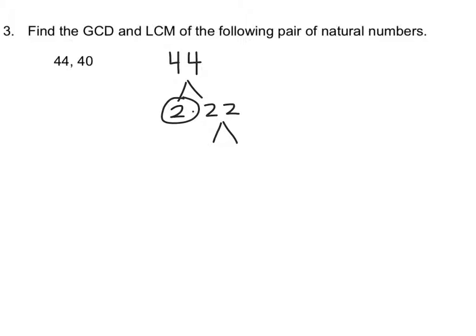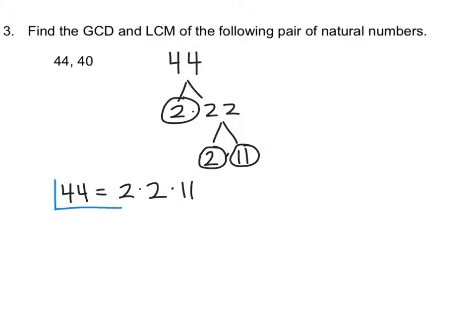22 can be broken up as 2 times 11. 2 and 11 are prime factors, so I'll circle those. So the prime factorization of 44 is 2 times 2 times 11. Now I'm going to do the same thing with the number 40.